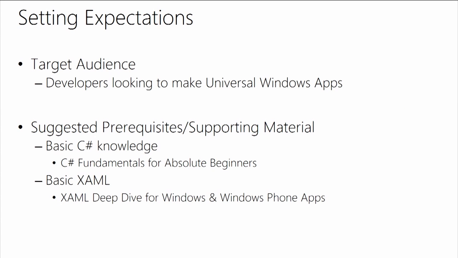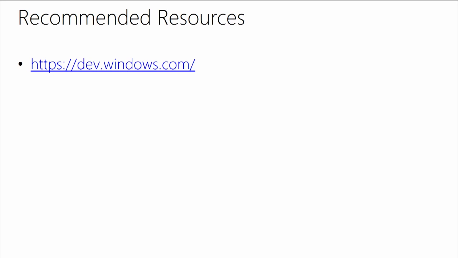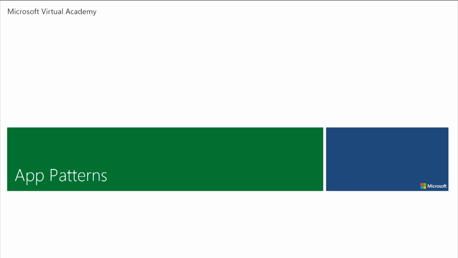Great. Just to set some expectations around this session. We're going to be talking about universal Windows apps, so obviously we're expecting the audience to be interested in this. Suggested prerequisites: we are expecting basic C# knowledge. There's plenty of resources on Microsoft Virtual Academy for that, as well as a basic understanding of XAML. Other recommended resources: go to dev.windows.com where you'll find all the tools, design guidelines, and so on about building Windows universal apps.